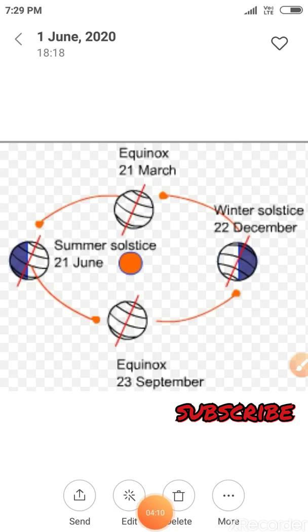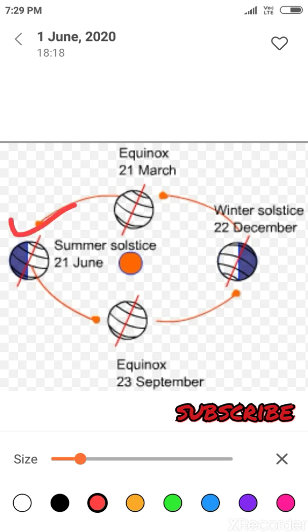As we all know, seasons change due to the change in the position of the earth around the sun. So I want to tell you about the summer solstice. This is the summer solstice. The summer solstice is the position of the earth when the northern hemisphere has the longest day and the shortest night. It occurs on 21st June. In the southern hemisphere, it is winter season at this time. The days are shorter and the nights are longer.